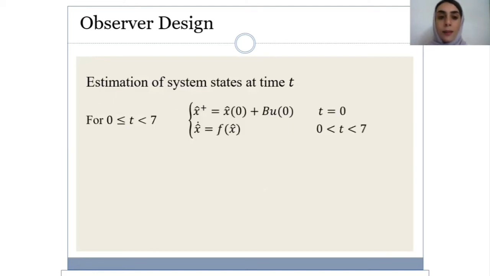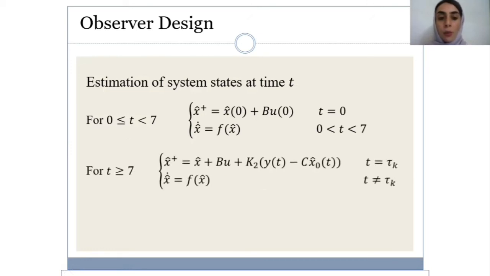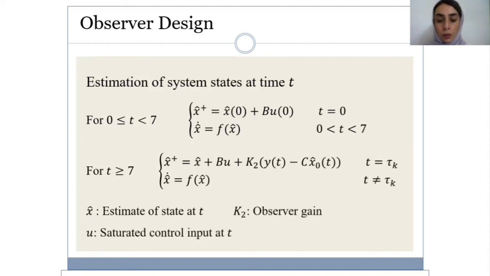On the other hand, the estimation of the real state, or the estimation of the state at time t, is divided into two time intervals. For the times between 0 and 7 days, the observer acts as open loop estimator because we don't have any measurement at this time. And for the times more than 7 days, the observer acts as closed loop estimator. X hat is the estimation of the state at time t, K2 is the observer gain, and U is the saturated control input at time t.